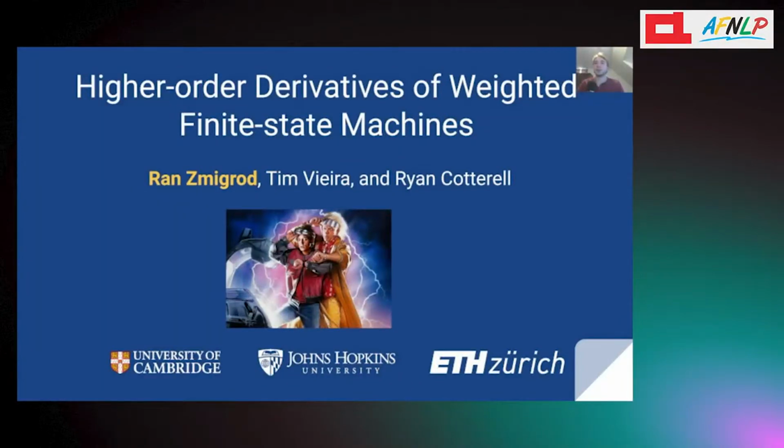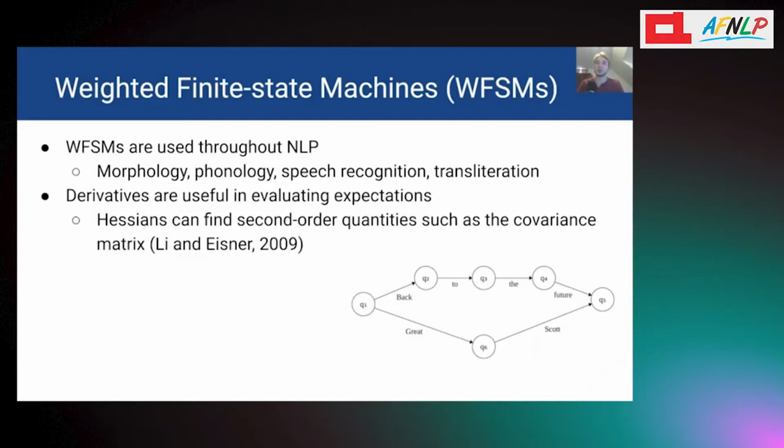Hello, my name is Rand Migod, and I will be talking about work with Tim Vieira and Ryan Cotterell about taking derivatives over distributions in weighted finite-state machines. Weighted finite-state machines, or WFSMs, have been used throughout NLP. Some examples of tasks where they have been utilized are morphology, phonology, speech recognition, and transliteration. We consider the study of their derivatives as they have been shown to be useful in finding expectations.